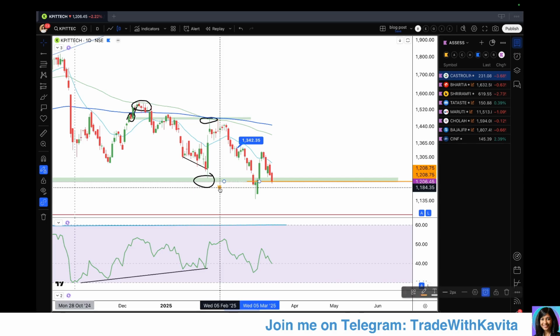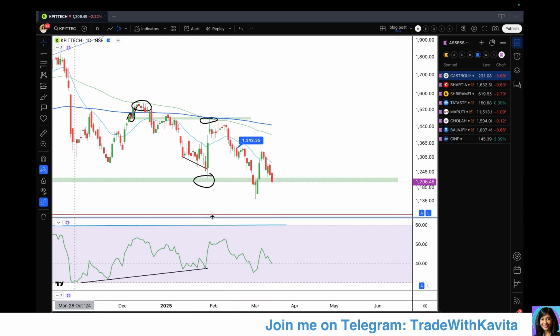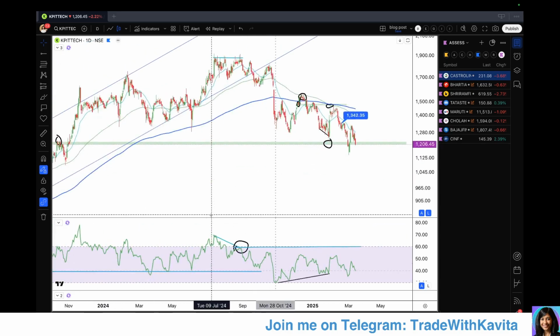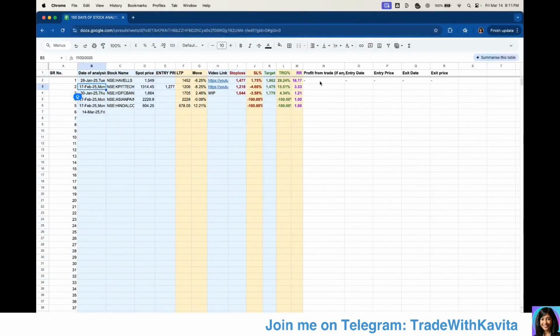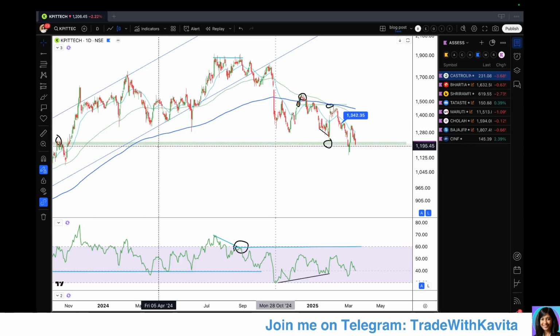So what I'll do is I'm going to delete this and I'm going to delete this. So KPIT also, I think we will now keep aside from our analysis. So no trade was taken here either. So these 3 stocks I wanted to discuss, but I no longer want to do that. We did not analyze, and the price setup has changed a lot since I decided I want to discuss those. We will move on with the stocks that we have for today.